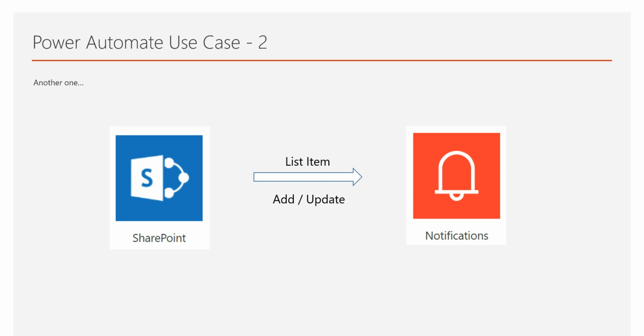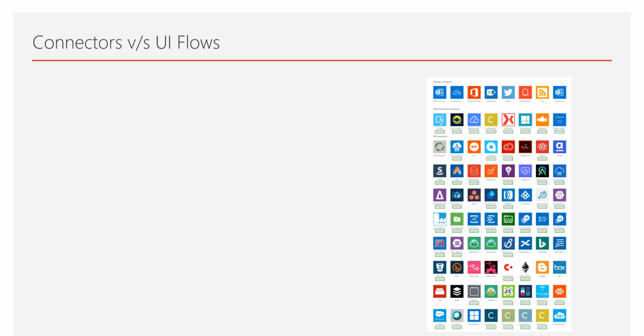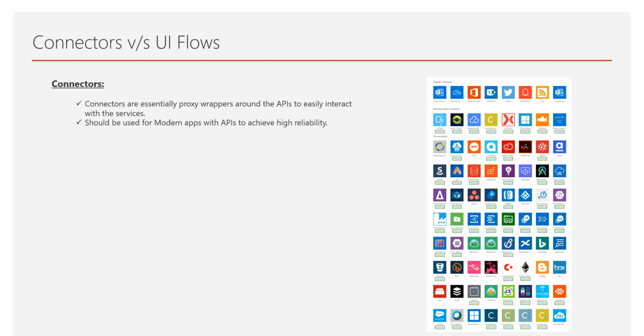Before taking you to create an actual flow, I want to talk about some keywords like connectors and UI flows. You will come across these words many times. So what are connectors? Connectors are essentially proxy wrappers around the APIs to easily interact with the services. These connectors should be used for modern applications which provide APIs. These are highly reliable.